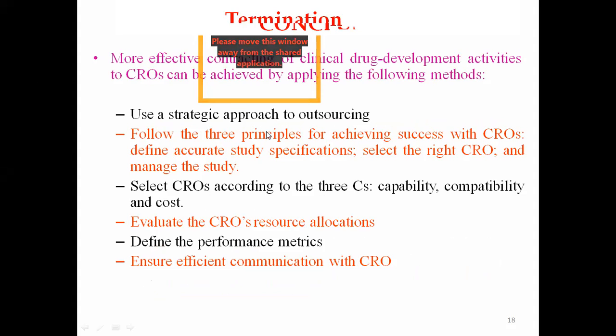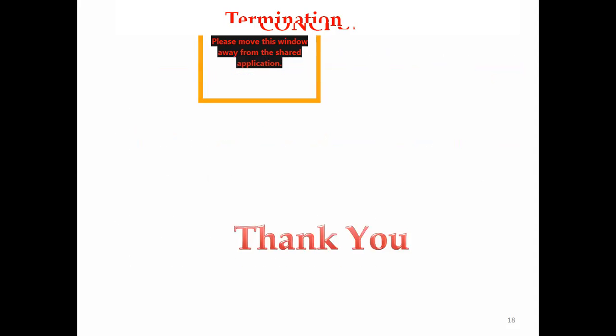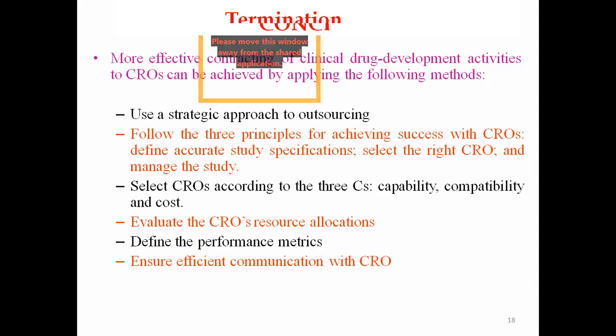In the termination process, you need to follow a strategic approach for outsourcing. You need to follow all the 3 principles discussed earlier: accurate study specifications, selecting the right CRO, and how to manage the study. We need to select the CRO according to his 3 C's: capability, compatibility, and cost. We need to evaluate the CRO's resource allocation and their performance metrics from earlier projects, what projects they have handled, and ensure efficient communication with the CRO.